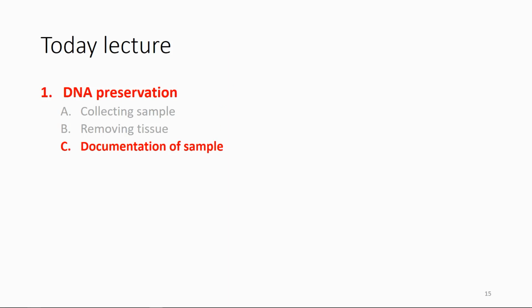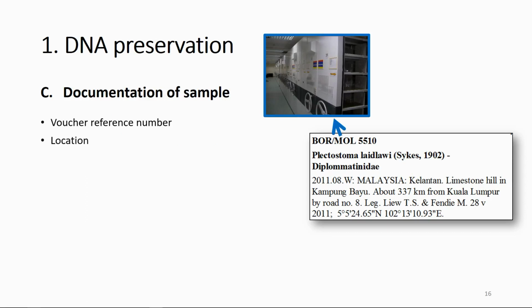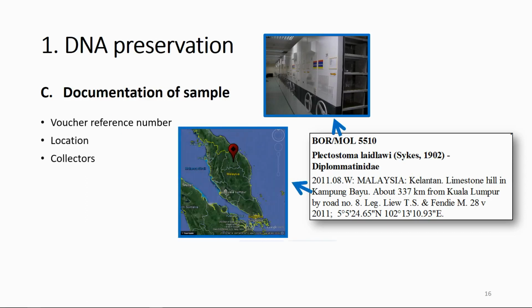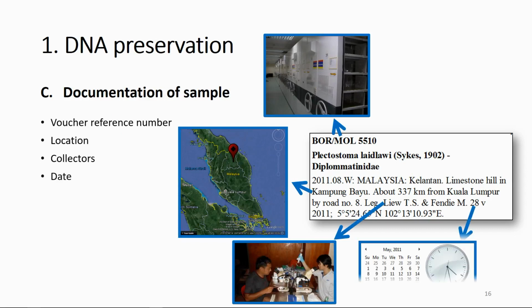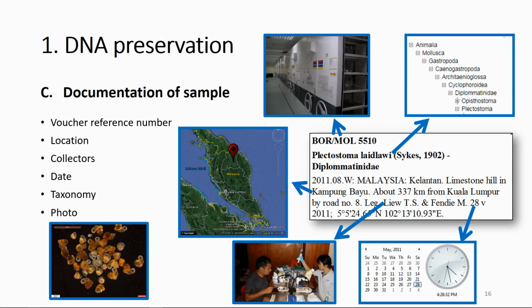The next thing, after you have collected the sample and removed the tissue that you need, is to document the details of the sample. This is very important. You have to label your sample properly. Usually a proper label will have a voucher reference number, location information, who collected the specimen, when the specimen was collected, and also taxonomy information and a photo. All this information is very important when you preserve and collect the sample.